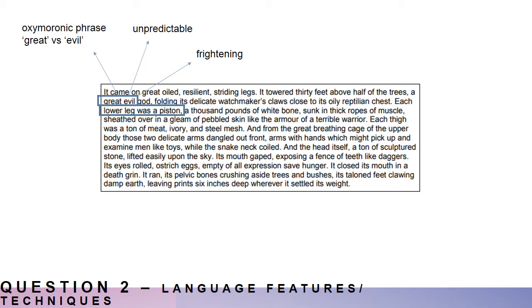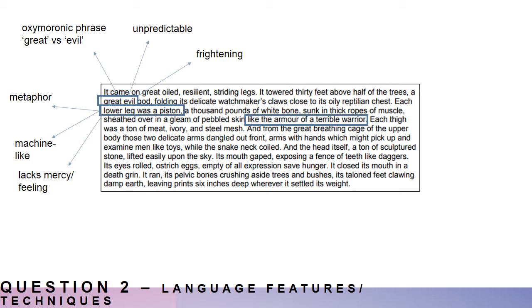I might also pick out lower leg was a piston, which is a metaphor. Remember, a metaphor is where we're comparing things but saying one thing is something it is not. Lower leg was a piston. And this is a very machine-like metaphor. It's almost as if the dinosaur is actually something mechanical. And that's quite important in linking back to that idea of lacking mercy or lacking any sense of feeling. Again, there's a kind of absence of care or compassion that we might expect of a human character.